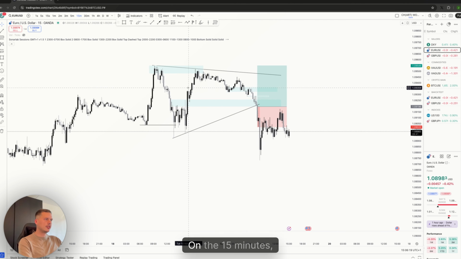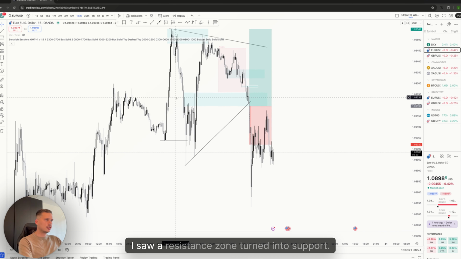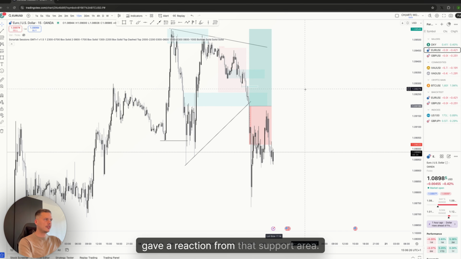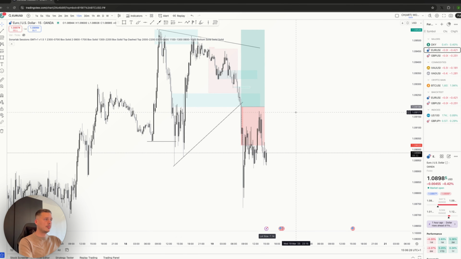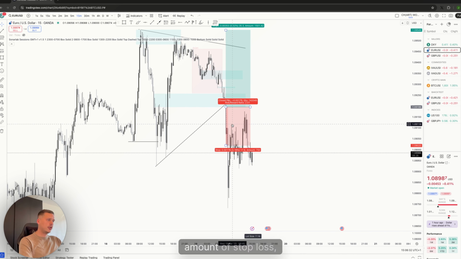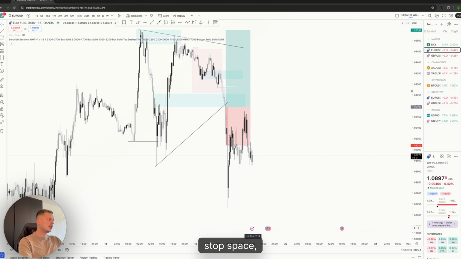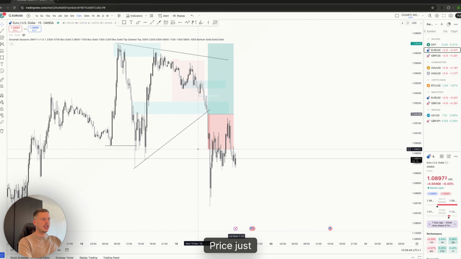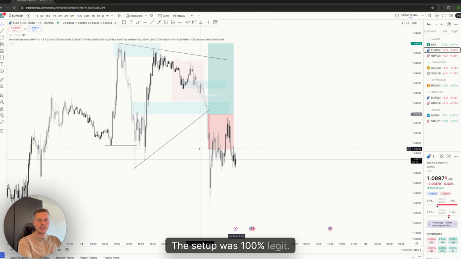So what do we see on the 15 minutes? I saw a resistance zone turned into support, price came in, gave a reaction from that support area, and on the sweep, honestly, I entered a long position with a fair amount of stop loss, so 17.6 pips, which is a fair amount of stop space, room for error, whatever you want to name it. And well, price just instantly stopped me out, which is fine. I mean, I don't care too much. The setup was 100% legit.